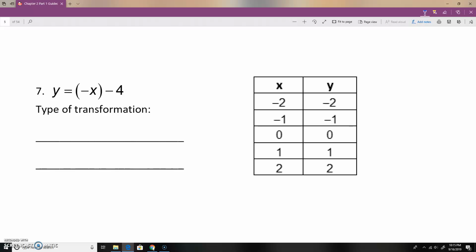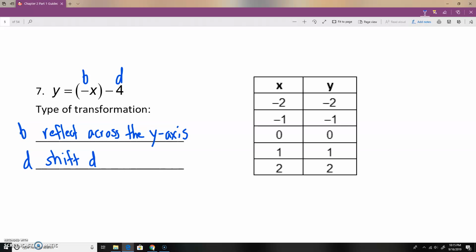Alright. So now on number 7 here, we've got our b value inside the parentheses, that negative sign inside the parentheses. And we've got the d value again. Well, that b being negative means we're reflecting across the y-axis now. And then our d value, being a negative 4, is going to be a shift down of 4.